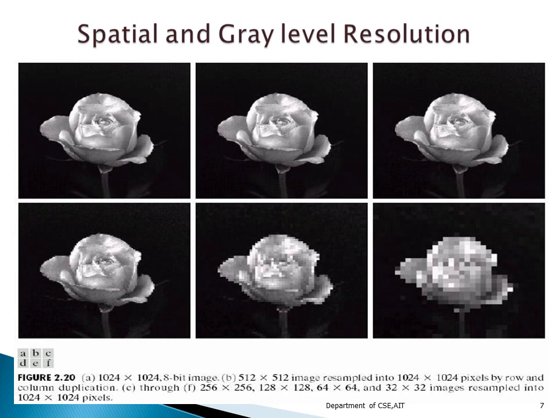So you can see in this particular image, we are keeping the first picture, which is 1024 by 1024, and the second image, which is a 512 by 512 image that is resampled into 1024 by 1024 pixels by row and column duplication.